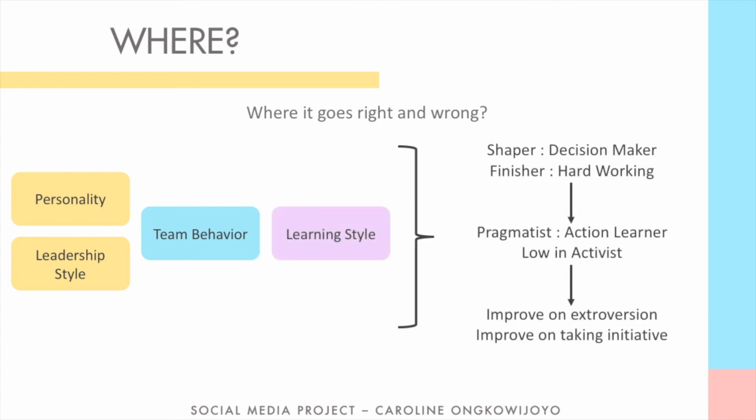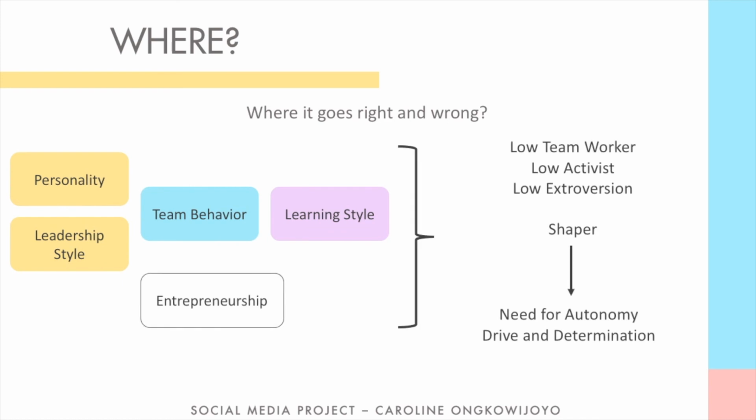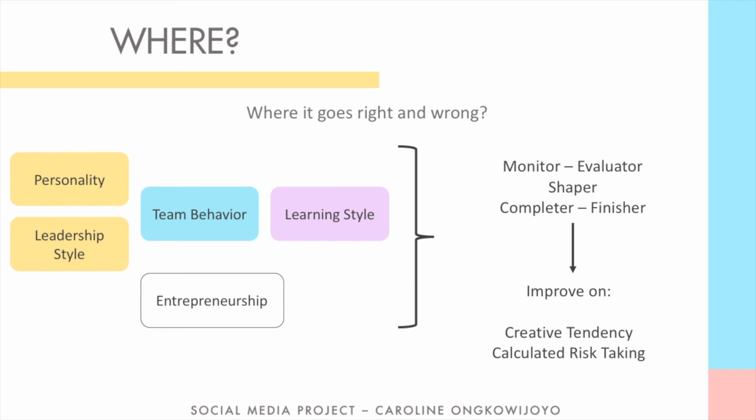To see how it aligns with my learning style, since I'm a shaper and finisher, it goes along with me liking to see everything in practice, as I am an action learner. However, being low in active phase means I need to be more extrovert and take initiatives more often. Seeing how all this connects with my entrepreneurship, I need to do most things in my own way and I have the drive and determination to make things happen. However, I need to improve on my creative tendency, which is to be more flexible and innovative, as well as calculated risk taking, as in having the ability to evaluate and manage risk.